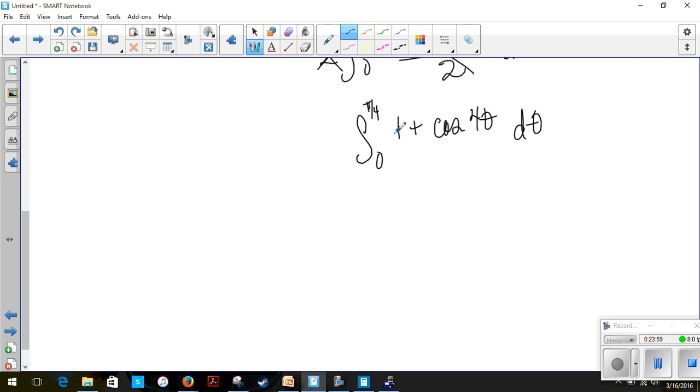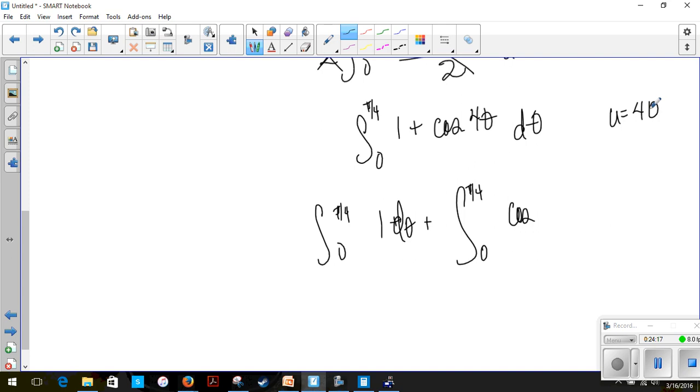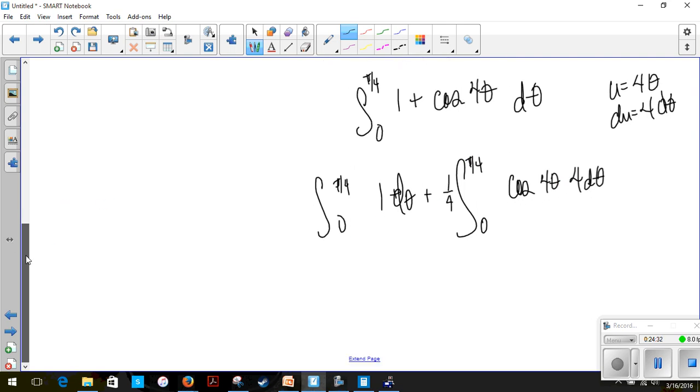This, of course, is going to just become a theta. It is going to need a 4. So I'll have 0 to pi over 4 of just the 1 d theta plus 0 to pi over 4. It's going to be a cos of my u. So I need a 4 in and a 4th out, so that I have cos u. So now sine. So how about theta plus, yep, 1/4 sine 4 theta from 0 to pi over 4.